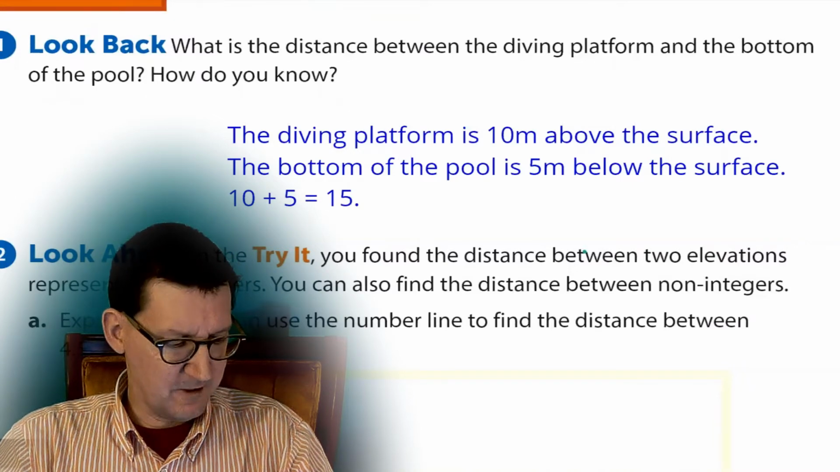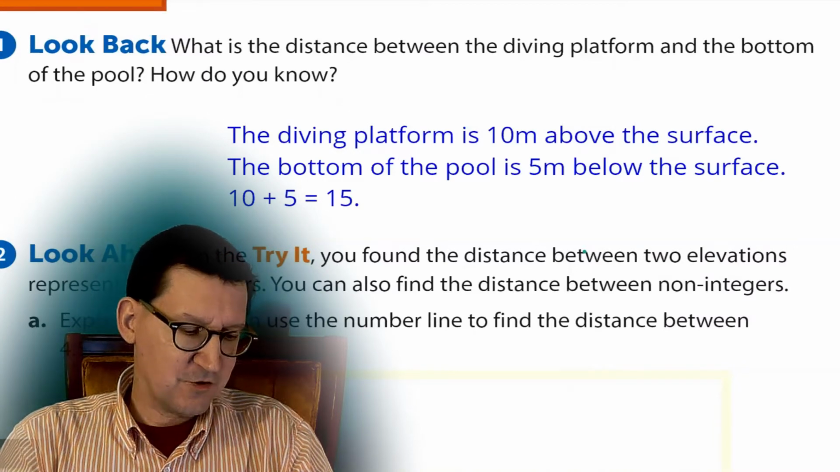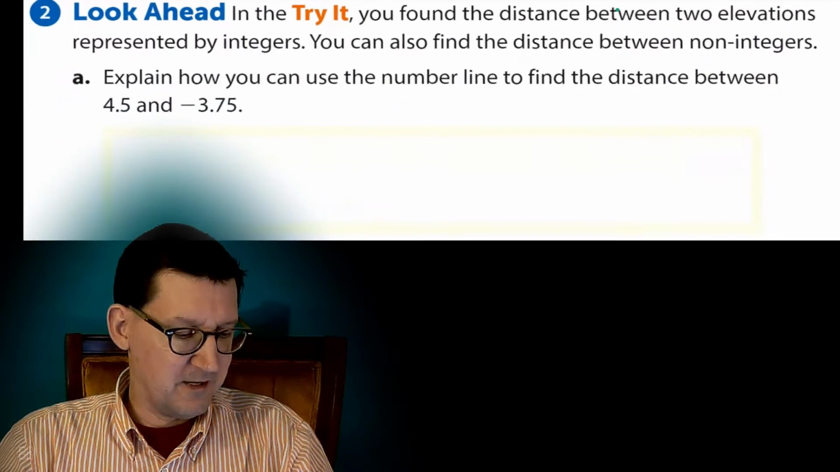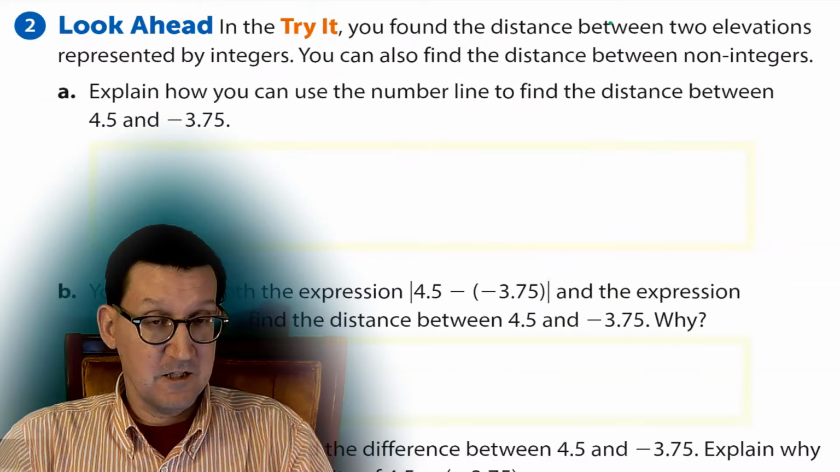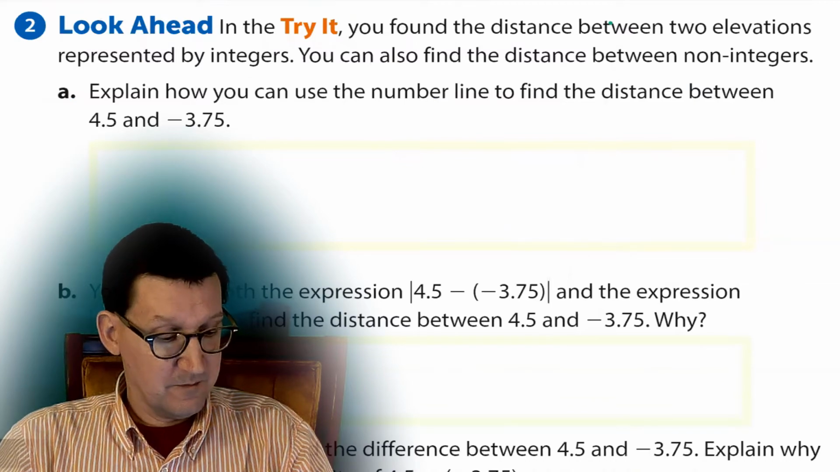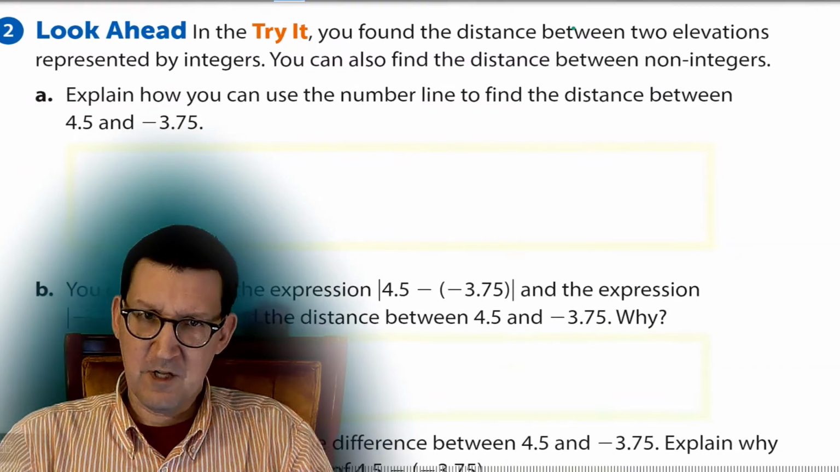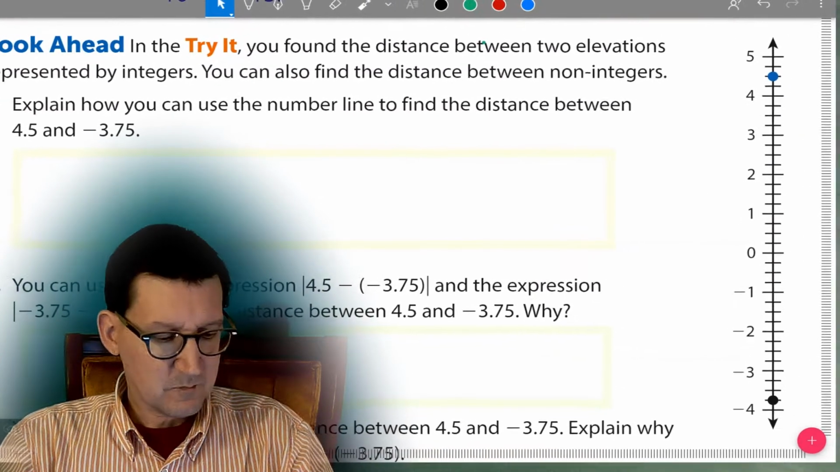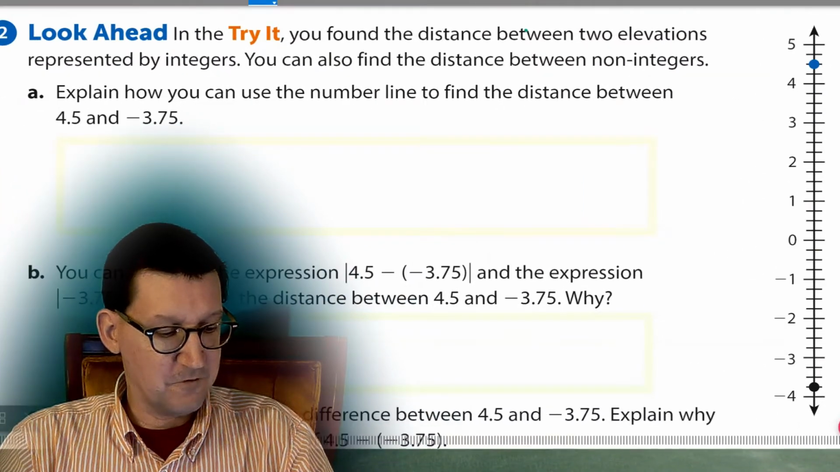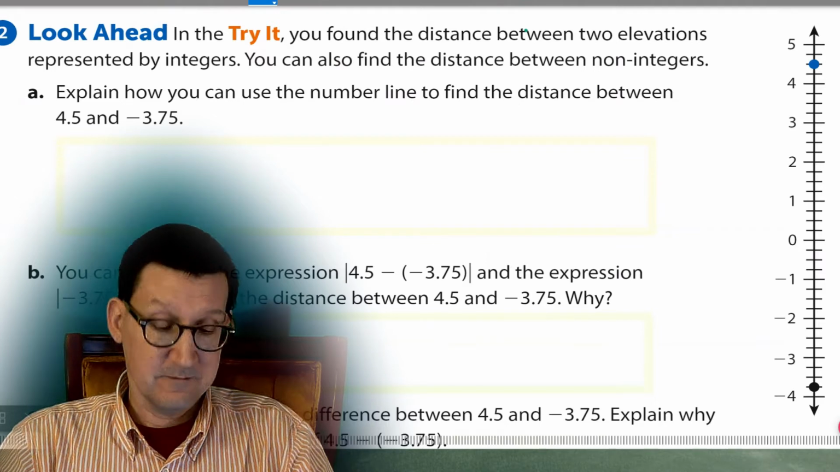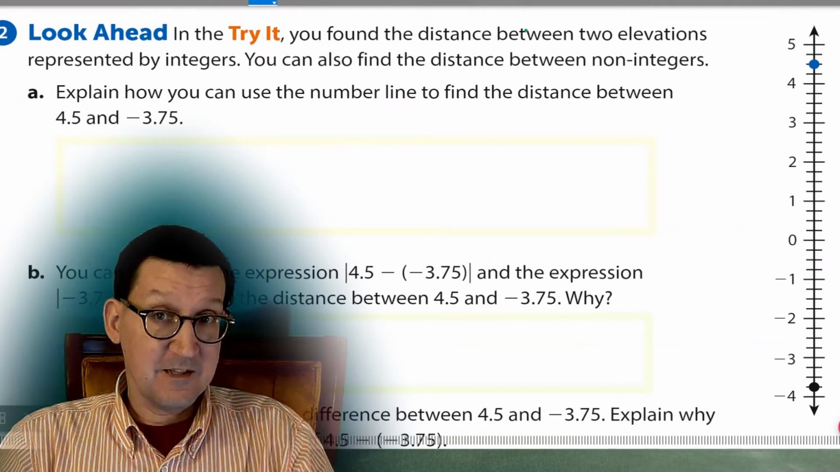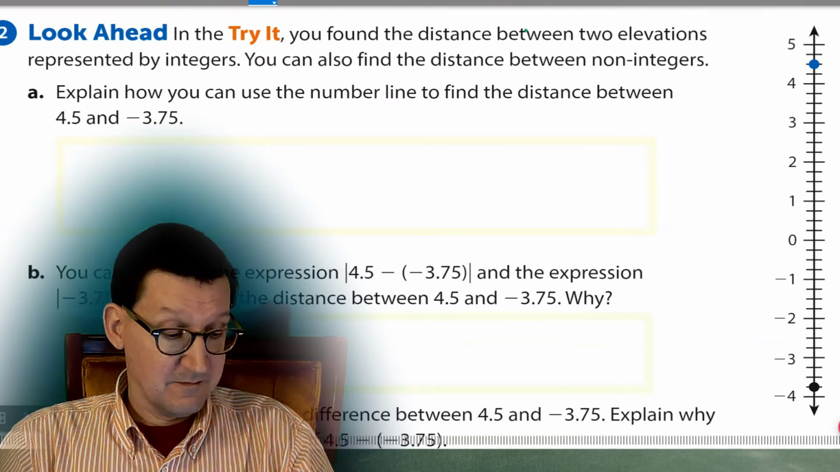Let's look at this next one. Look ahead. In the try it, you found the distance between two elevations represented by integers. You can also find the distance between non-integers. So explain how you can use this number line right here to find the distance between 4.5 and negative 3.75. And if you think about this just like the diving board question, it looks pretty simple, right?